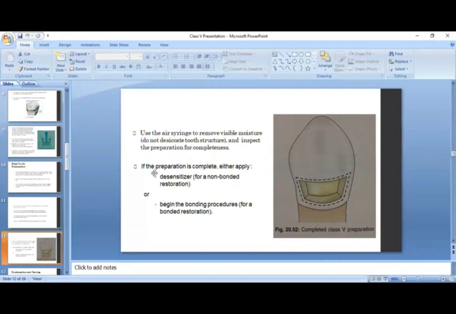After the preparation, a desensitizer is placed. What is the purpose of the desensitizer, or what is the purpose of bonding? Desensitizer means that we need to place the desensitizer in the cavity.